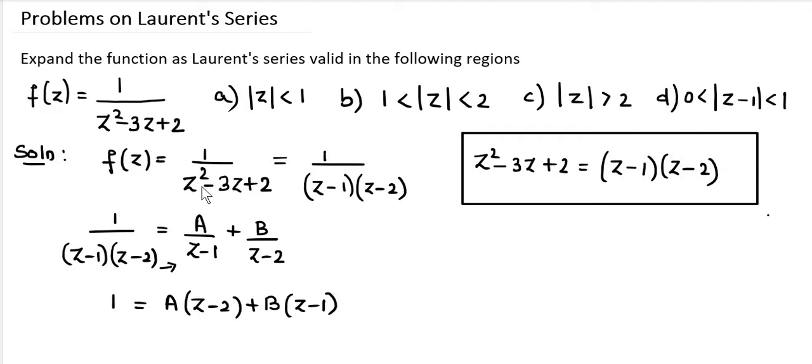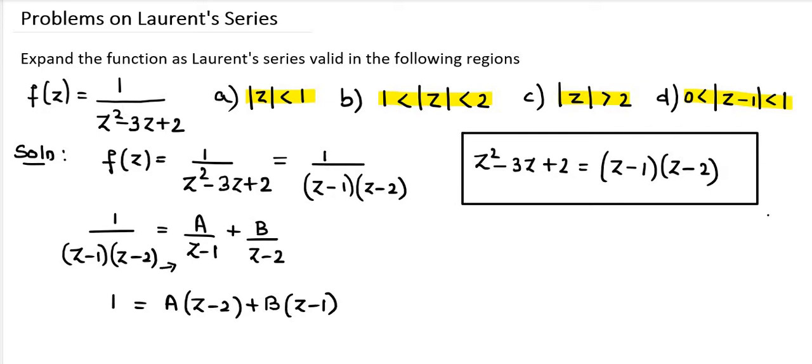Hi all, in this video I am going to discuss a problem on Laurent series. Expand the function as Laurent series valid in the following regions. So the given function is f of z is equal to 1 by z square minus 3z plus 2 valid in the region mod z less than 1, 1 less than mod z less than 2, mod z greater than 2, 0 less than mod z minus 1 less than 1.